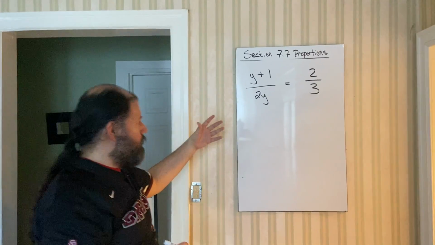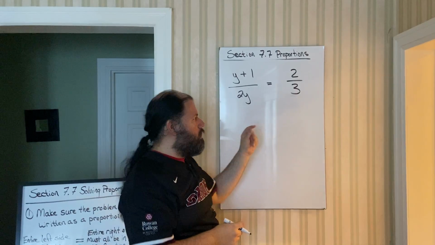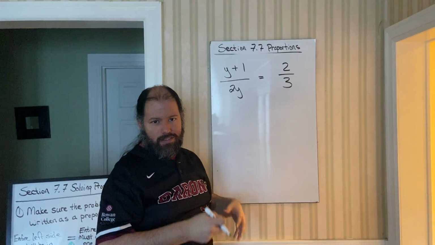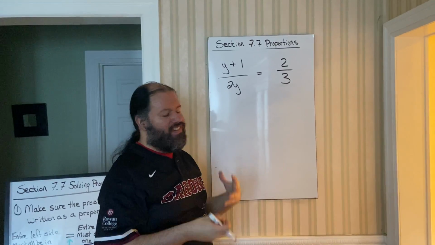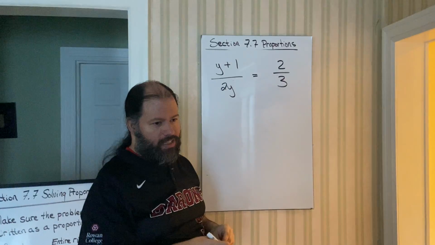So this one, it's a little bit more complicated than the last two that we did. Notice that we have variables on the top and on the bottom. So this one is definitely one you want to do proportions. Make sure that it fits the definition.